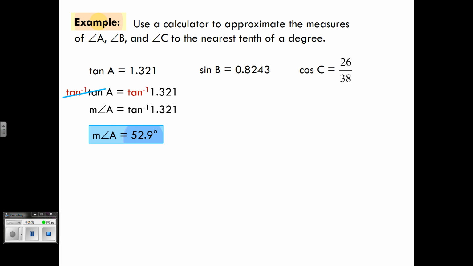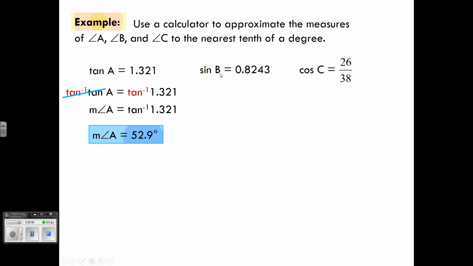Now I'm not going to show all that work every single time. We have to calculate the inverse trig ratio. But this is what you can write down if you need to. Some of you can just do it in your head on your calculator and figure it out. So let's try it out.